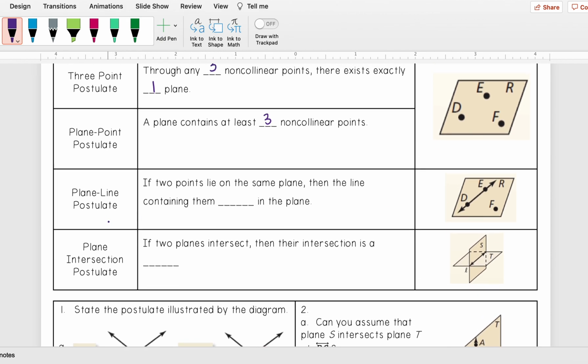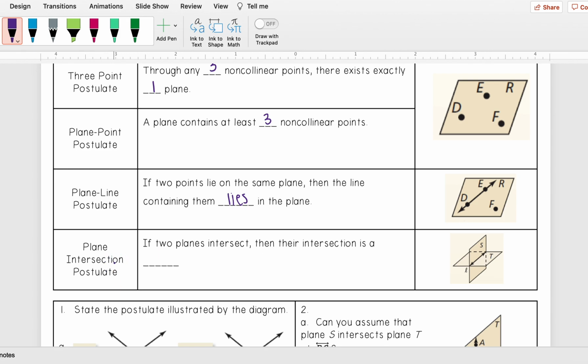And then my last 2 postulates are the plane line postulate, and that says if 2 points lie on the same plane, then the line containing them lies in the plane. So here we see that we have points E and D, and I know from my 2-point postulate there exists exactly 1 line between those that goes through those 2 points. Well, this postulate is telling us that that line lies in that plane.